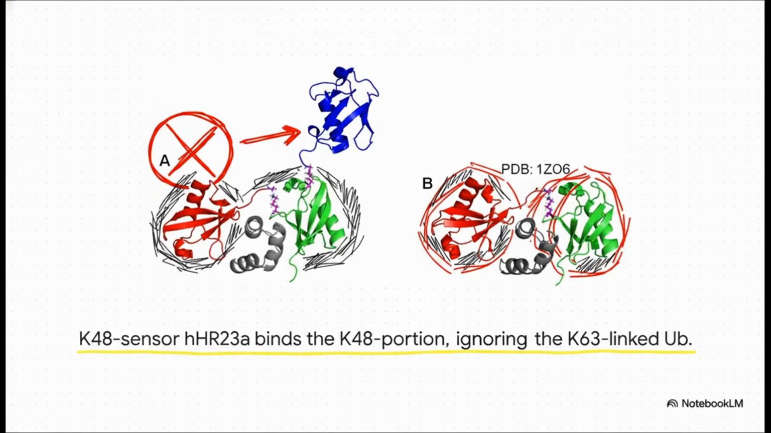So check out this model, which they built from their NMR titration data. This shows a known K48 linkage sensor binding to the chain. And look, it latches right onto the proximal and K48 linked units, just like it's supposed to. But what's really critical is that the K63 linked Ubiquitin, over here in blue, is totally ignored. The receptor selectively reads only the K48 part of the signal.